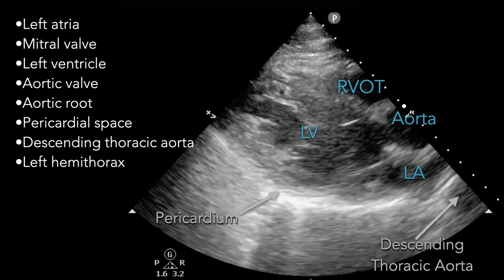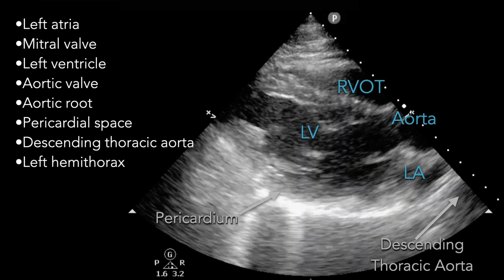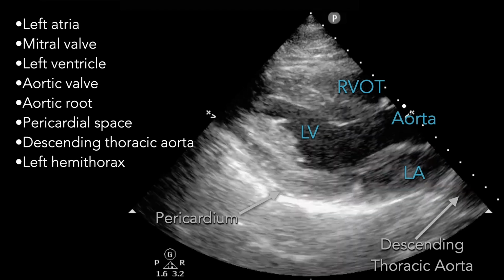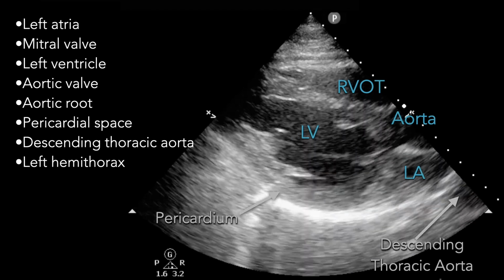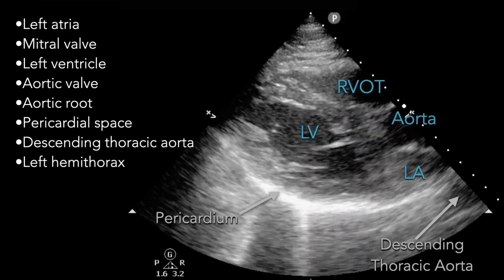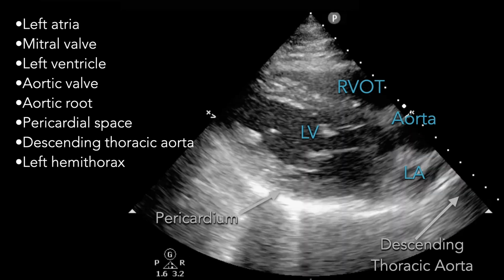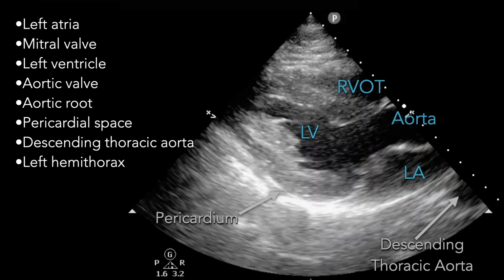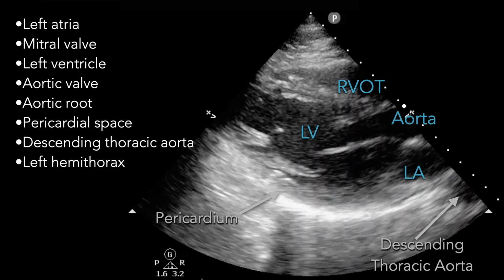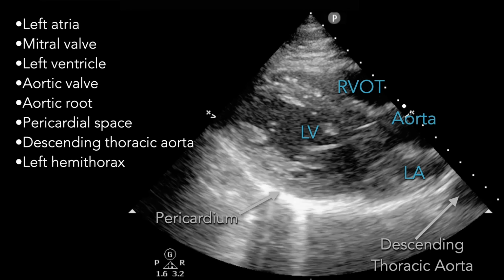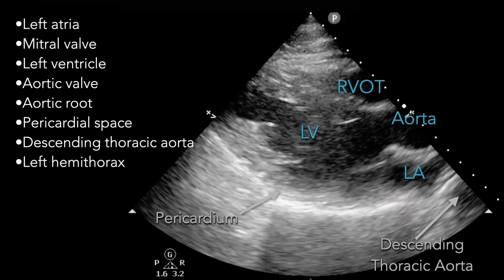Now, one important landmark feature that we see here is that descending thoracic aorta, right? This becomes really, really important when you're discussing effusions, because if you imagine, the pericardial sac lives above that descending thoracic aorta. And so if you see fluid above that descending thoracic aorta or traversing across it, that's going to be pericardial fluid, right?